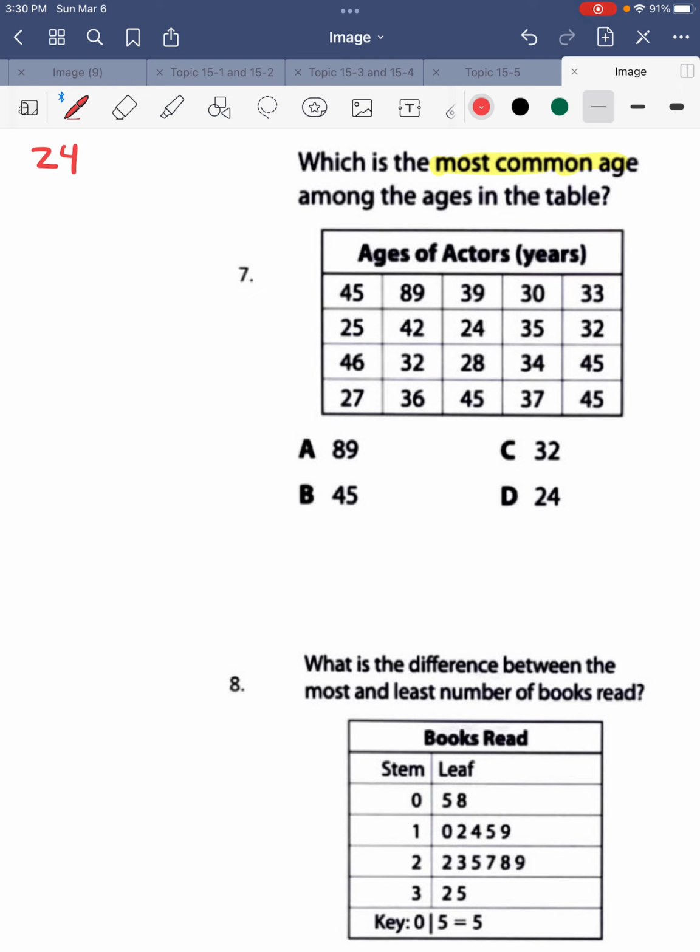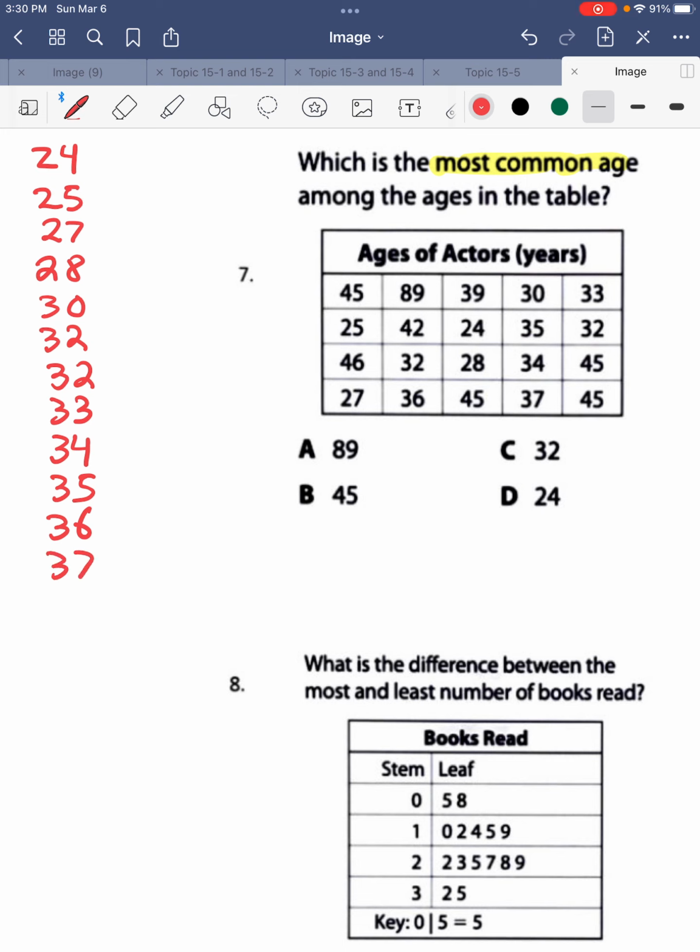And then it's 25, 27, 28, 30, 32, 32 again, 33, 34, 35, 36, 37, 39, 42, 45, 45, 45 again, 46, and 89.